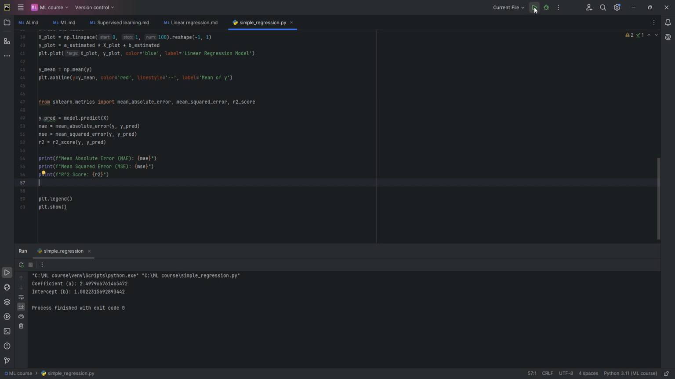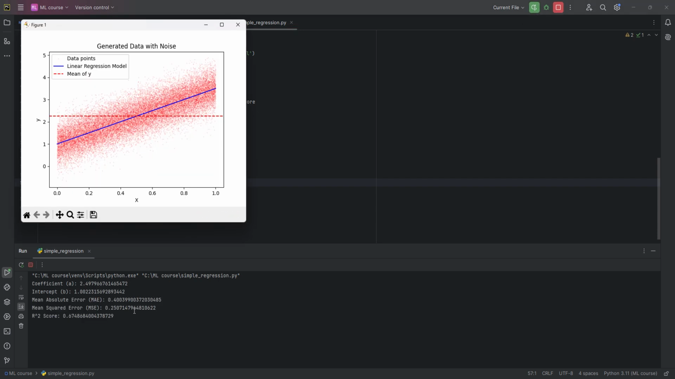So let's run this code once more. And you can see that for the MAE, we have 0.4 roughly. For MSE, we have 0.25. And R squared is showing 0.75, or 75%, which is not bad, and it's showing that this model is describing a portion of the variance from the mean, which means it's an acceptable model.